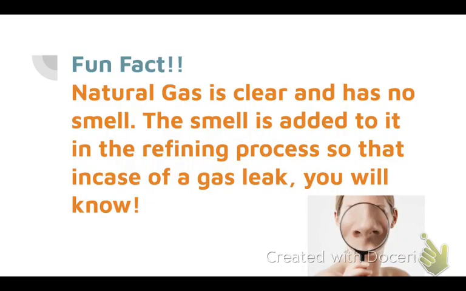Fun fact, natural gas is actually clear and it has no smell. A lot of people talk about how they like the smell of gas. Well, the next time you go, don't ever smell it because it's not good for you. But the next time you go to the gas station and you do happen to smell gas, that is not a natural smell. That's actually a man-made smell.